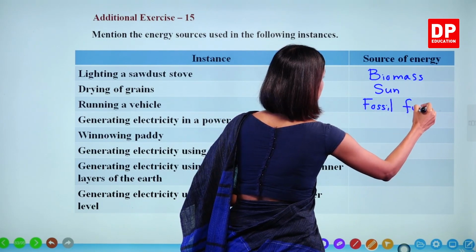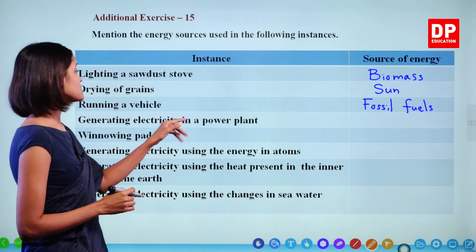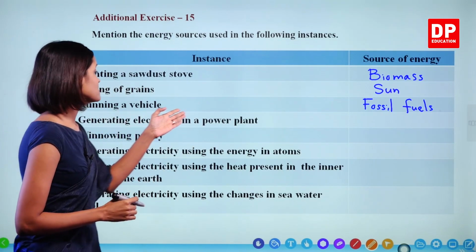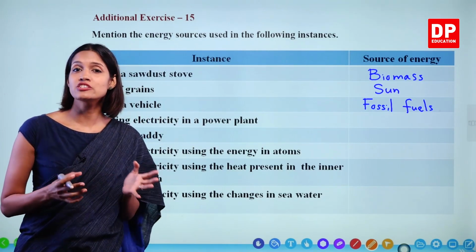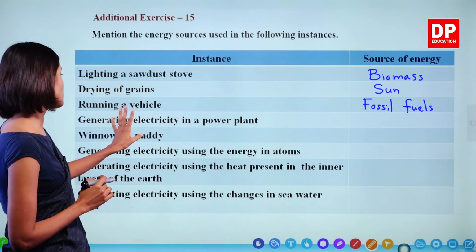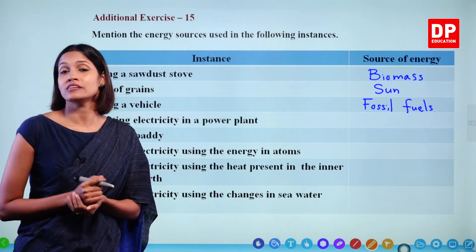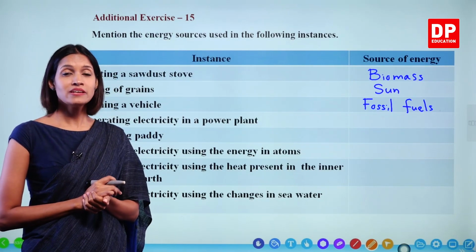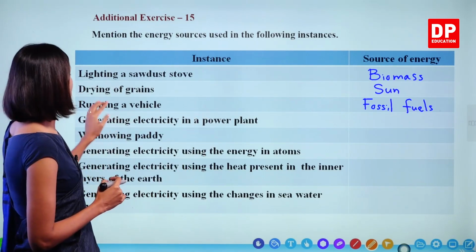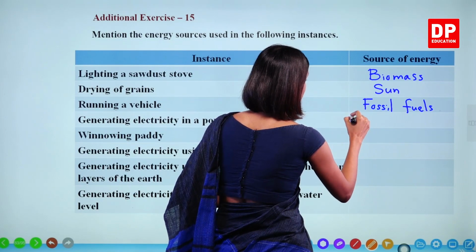Fossil fuels. And the next one, generating electricity in a power plant. Basically, in order to generate electricity in a power plant, we can use energy stored in water, or hydropower. In Sri Lanka, most of the time we use energy stored in water to generate electricity. But apart from that, you can use other energy sources as well. We can write: generating electricity in a power plant, energy stored in water.